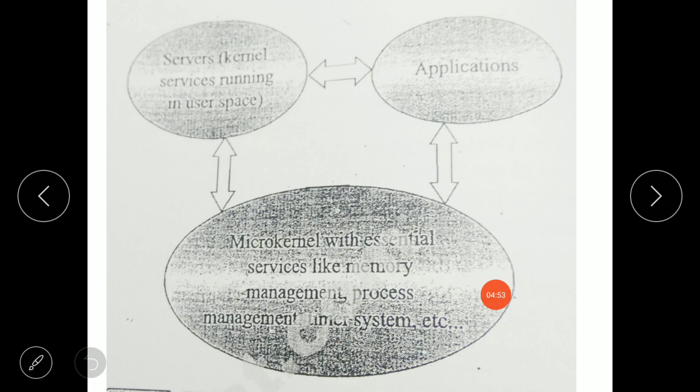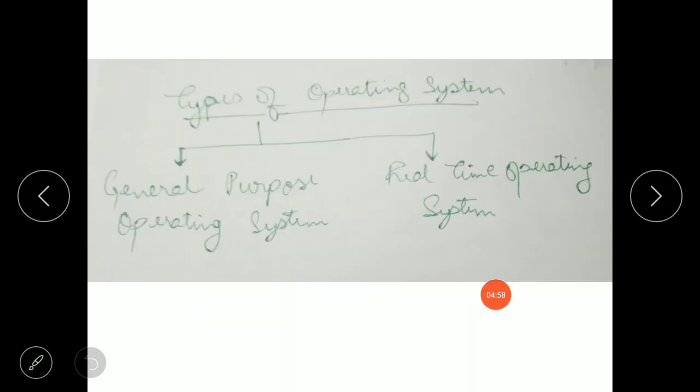Now moving on to the types of operating systems. Operating systems are classified into general purpose operating systems and real-time operating systems. The operating systems used in general computing systems are referred to as general purpose operating systems, and the kernel of such an operating system is more generalized and contains all kinds of services required for executing generic applications, for example Windows XP.